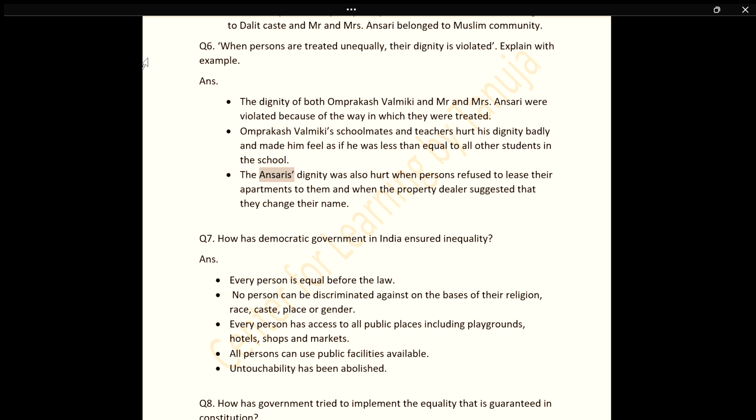The Ansaris' dignity was also hurt when persons refused to lease their apartments to them and when the property dealers suggested that they change their name.